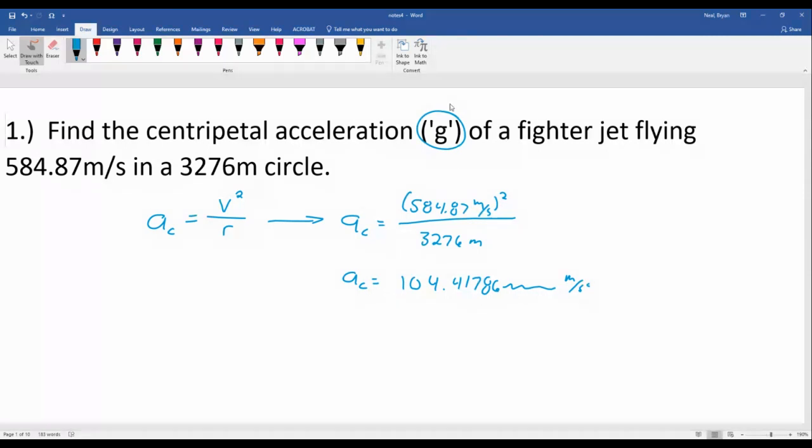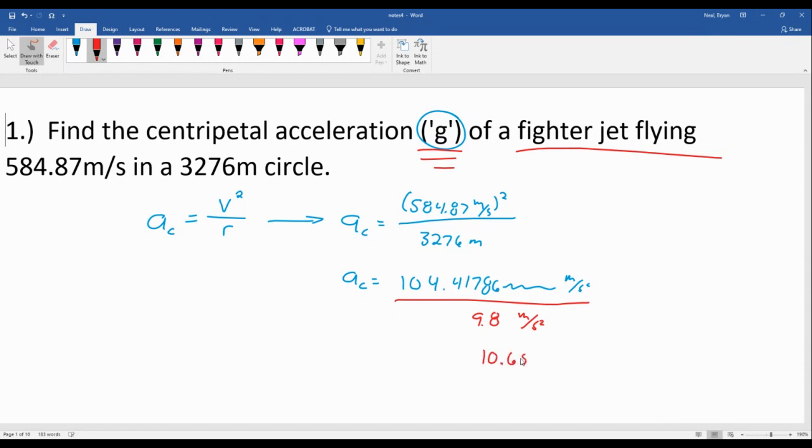What we want to do now to deal with this part where it's comparing to gravity is we actually just take this acceleration and divide it by gravity, basically to see how many times bigger it is. We want to make that comparison there. So dividing by gravity, this is not normally part of the question. This is a special question and terminology that goes with flying jet planes. What we get in this case is about 10.65.